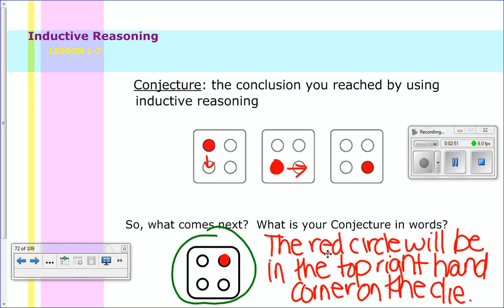Now, something I do want to stress to you is just because you make a conjecture or you come to a conclusion, it doesn't always mean it's right. Maybe in this one, they're not going to have the dot in the top right-hand corner. Maybe they're going to switch back to the beginning and do the top left-hand corner. You don't know. We're just assuming, really. We're making a prediction, and predictions are not always right.